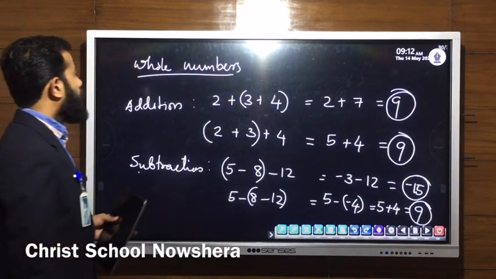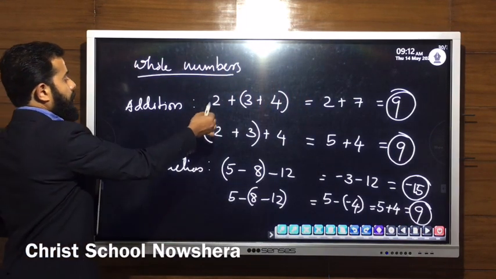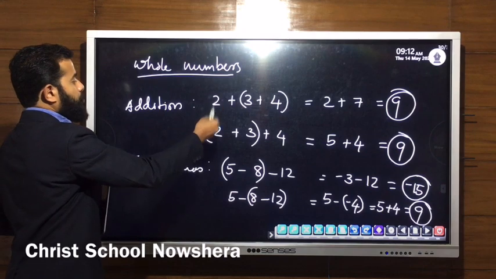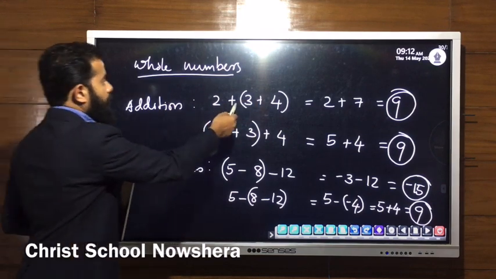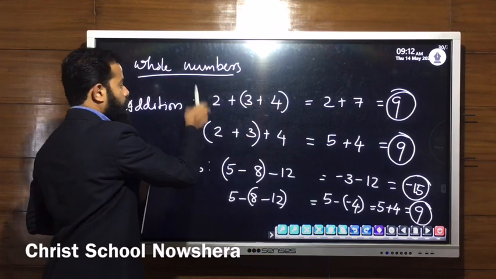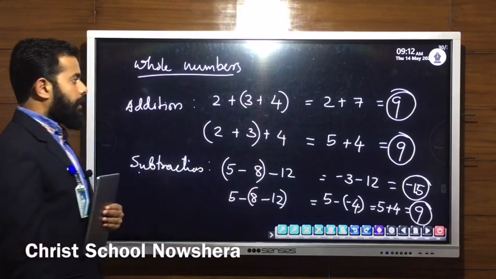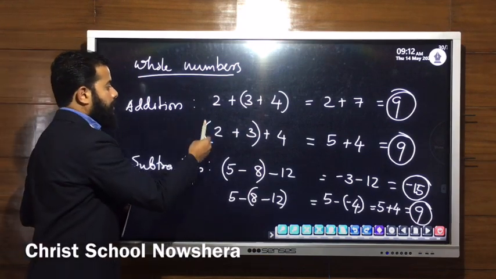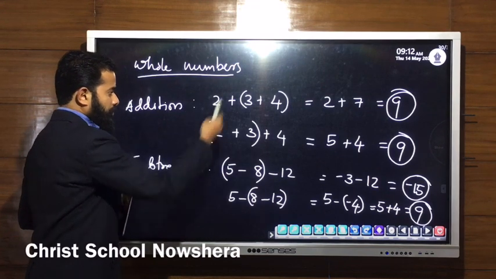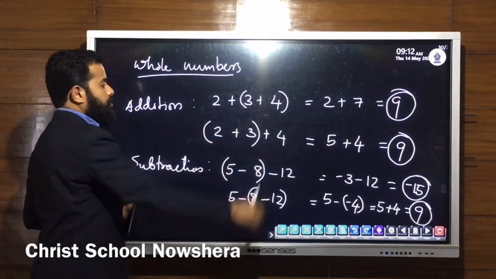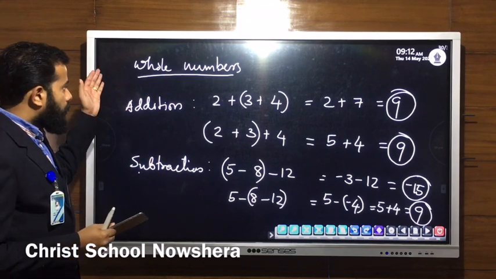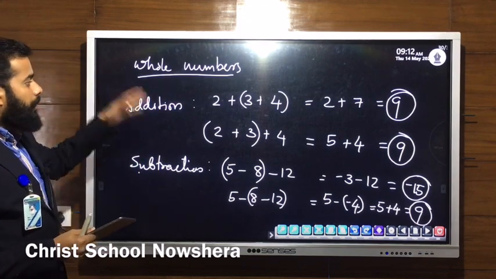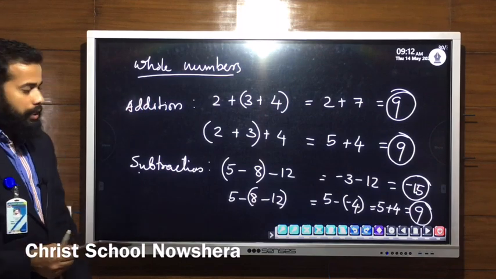For example, addition of whole numbers 2 plus 3 plus 4. Here the group is 3 and 4 in a group, 2 is alone. So the result is 9. Next, 2 and 3 are in the group, 4 is alone, but the result is also the same, 9. So whole numbers are obeying associative property under addition.